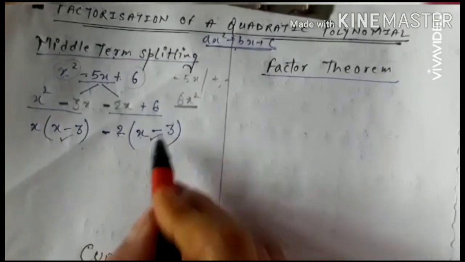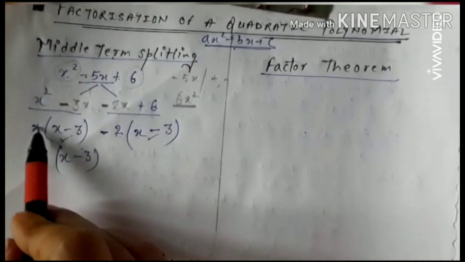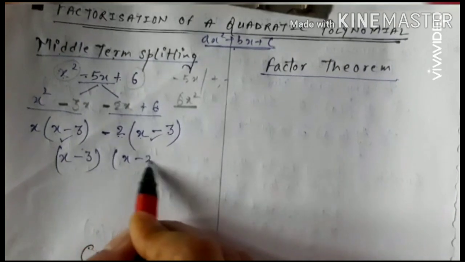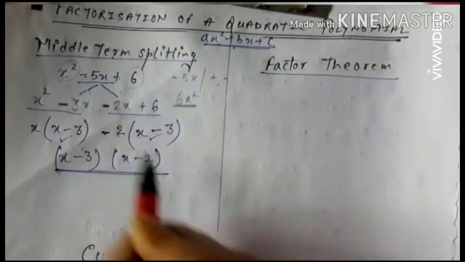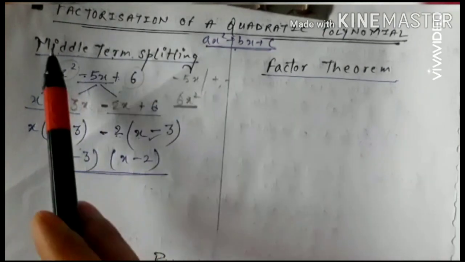Now these two brackets are the same, so we will take them as common. Now the remaining 2 we will put in another bracket. So these are your factors with the help of the middle term split. Okay, this is the middle term split.